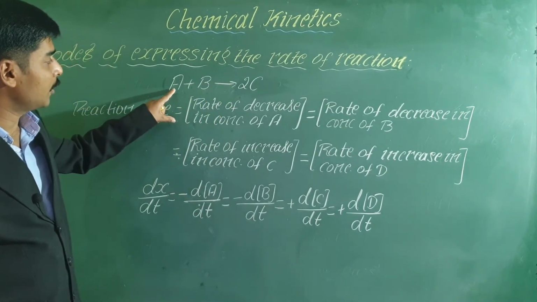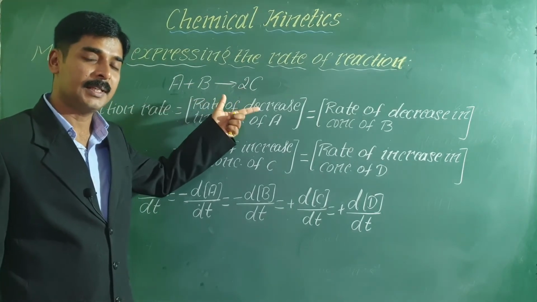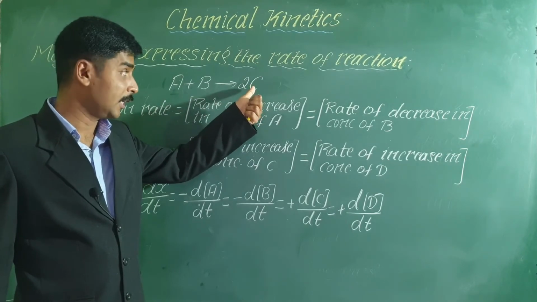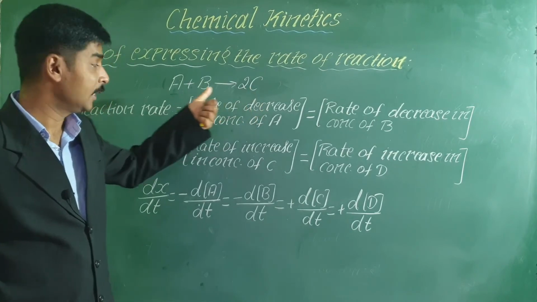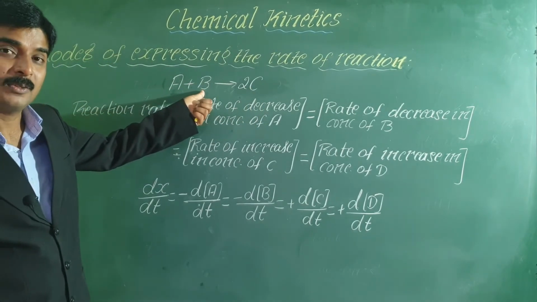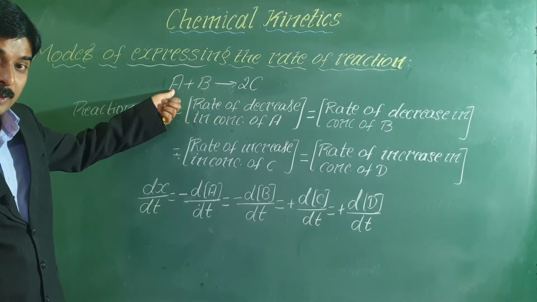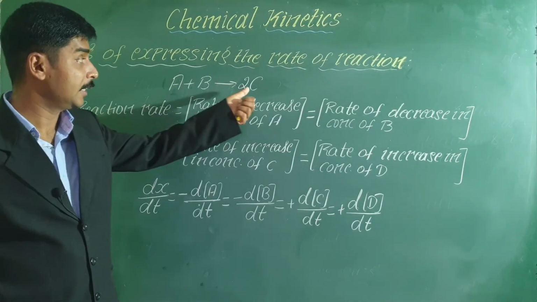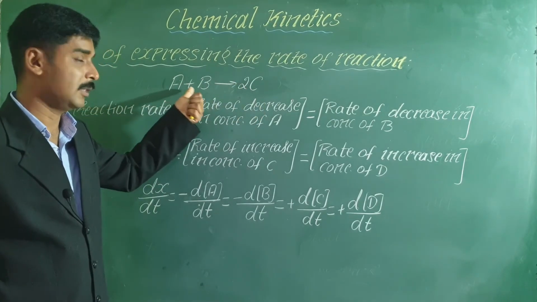Here the stoichiometric coefficient of A is 1, B is 1, but C is 2. What does it indicate? The rate of appearance of C, or the rate of formation of C, is 2 times more than the rate of disappearance of A or the rate of disappearance of B. So the rate at which the A molecule is consumed or the B molecule is consumed, and the rate at which the C molecule is formed, this is 2 times this.